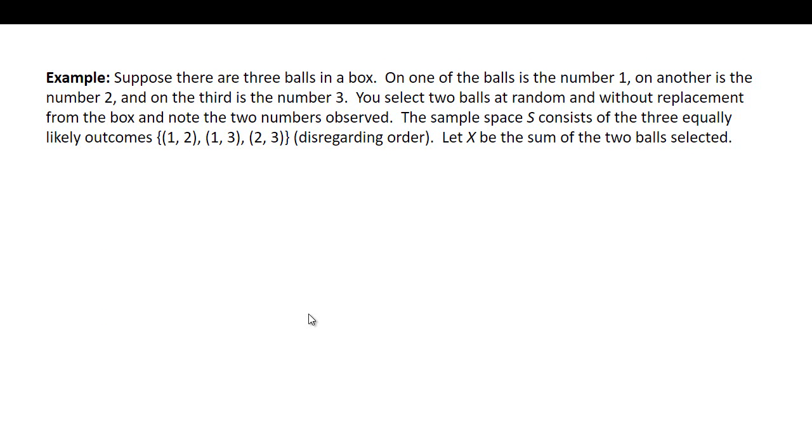Suppose that there are 3 balls in a box, numbered 1, 2, 3. You select 2 balls at random and without replacement from the box, and note the 2 numbers observed. The sample space here consists of 3 equally likely outcomes: 1 and 2, 1 and 3, and 2 and 3, disregarding the order. Let X be the sum of the 2 balls selected.